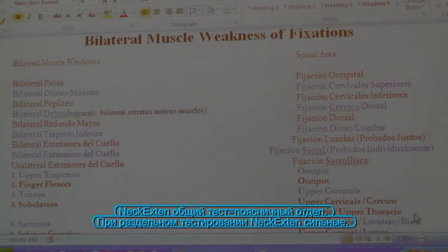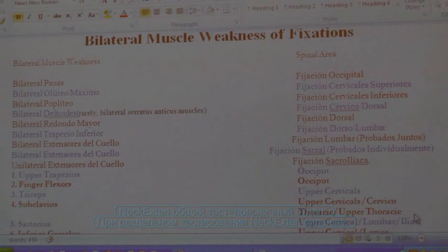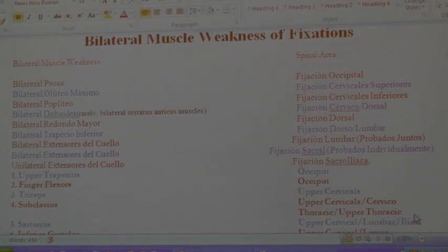Bilateral extensors together, testing the right or the left side, not together, is in the sacrum. Once again, extensors of the neck. Lumbar is when you test together the ligaments, the muscles. When you test both muscles simultaneously, right and left, they are strong. But if you test the right side or the left side alone, they are weak.